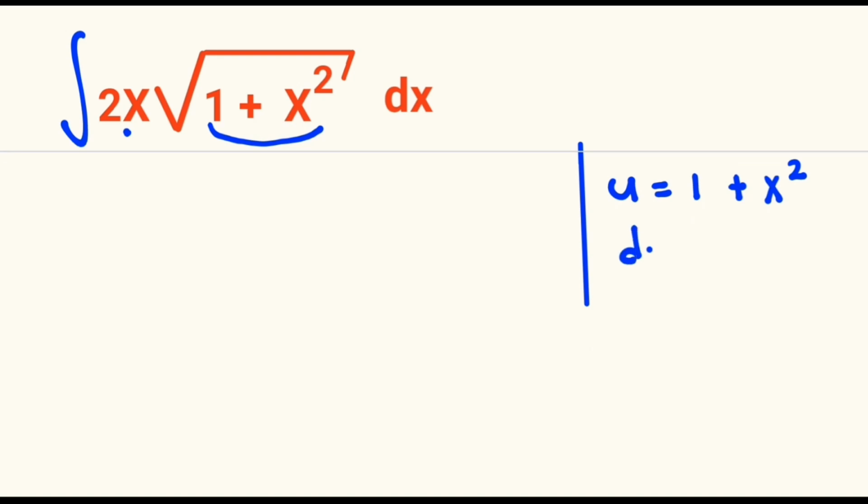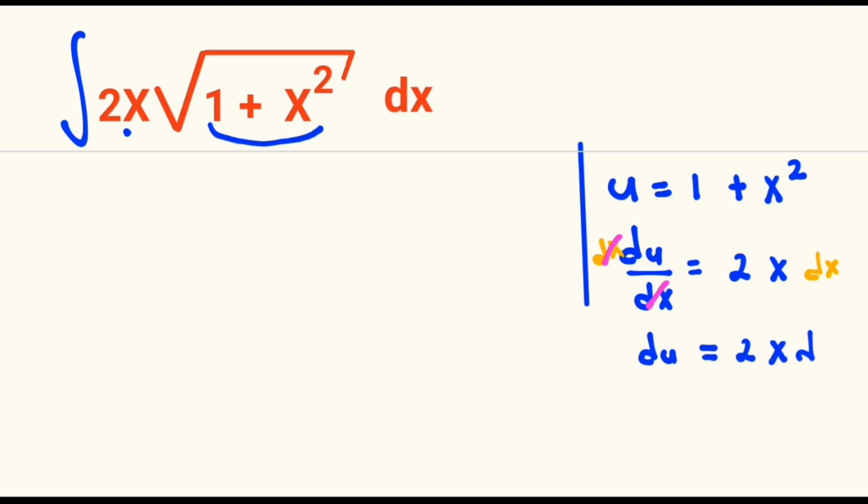We differentiate the u with respect to x. The derivative of the 1 is equal to 0, and the derivative of the x squared is equal to 2x. We multiply both sides of the equation by the dx, and that dx will cancel out, and the du will be equal to 2x multiplied by dx.